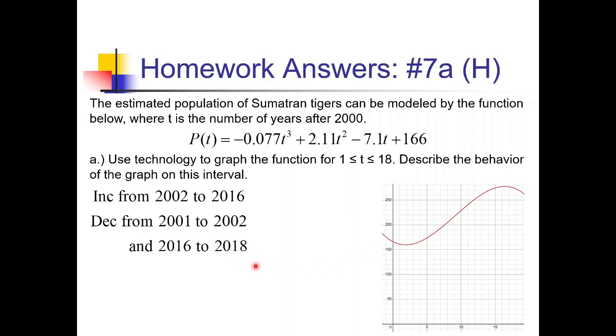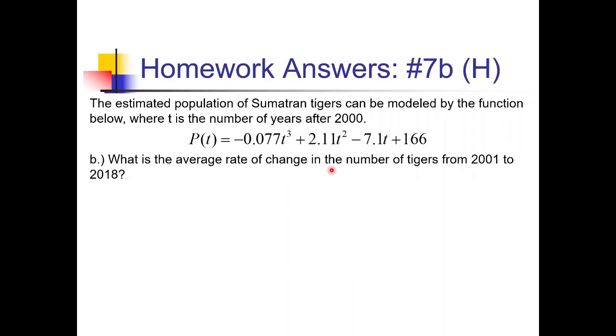For this next problem, also on this honors problem here, they're asking for the average rate of change in the number of tigers from 2001 to 2018. So they're basically asking for the slope if you plug in 1 and 18. So our rate of change formula, we're going to do P of 18 minus P of 1. That's essentially y2 minus y1 over 18 minus 1. That's x2 minus x1. So just using two different points that are on this graph and finding the slope between them.